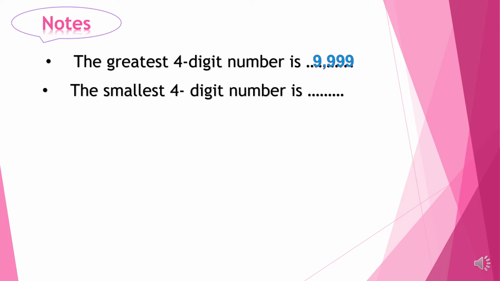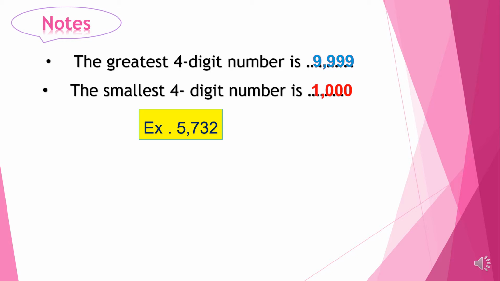The smallest four-digit number. It means I have 4 places or 4 rooms: ones, tens, hundred, and thousand. The smallest four-digit number, 1,000. It's the first four-digit number. Before 1,000, I have 999. It's a 3-digit number only. So the first or smallest four-digit number is 1,000.